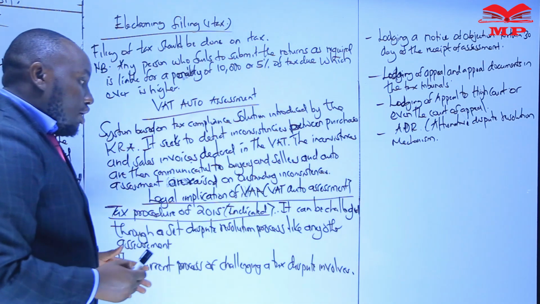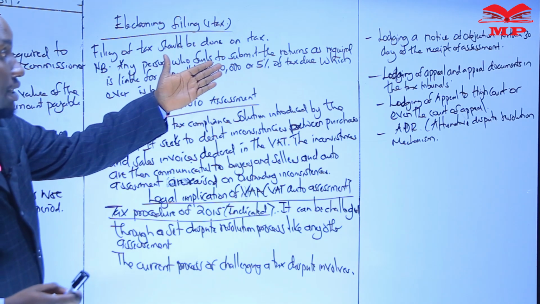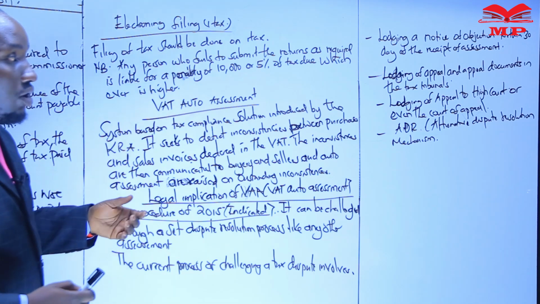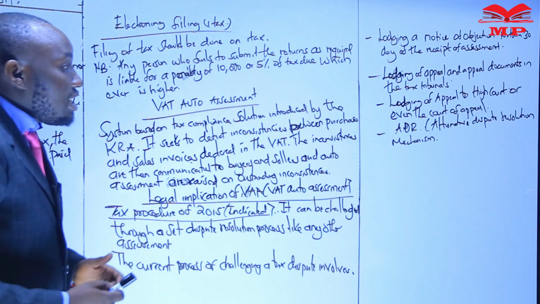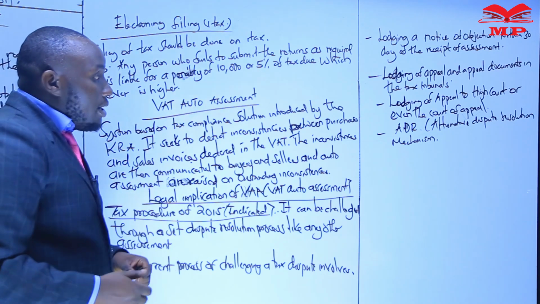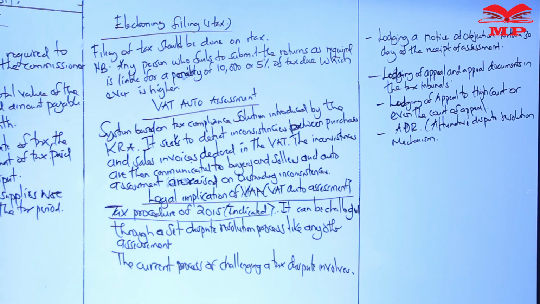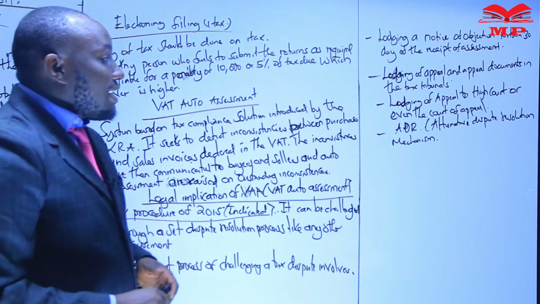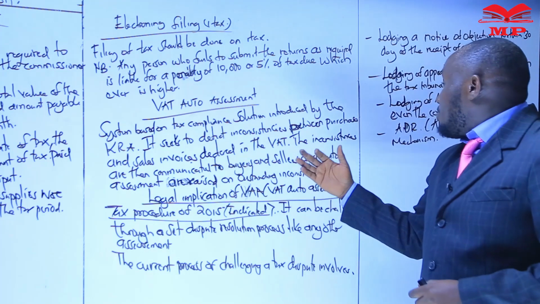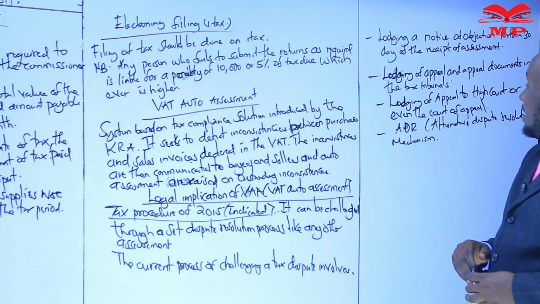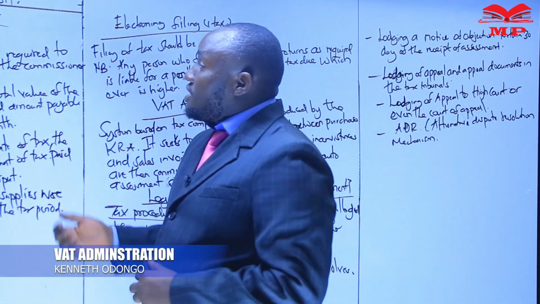Auto assessments are just like normal assessments. When you are not happy with them, you can start lodging an appeal. We make an objection within 30 days of receipt of the assessment, to the commissioner. If the commissioner is not able to hear us, we can appeal to the tax tribunal, then to the High Court or even the Court of Appeal. Finally, we have the ADR, Alternative Dispute Resolution, which is simpler and easier, and helps repair the relationship between the taxpayer and the commissioner. That is how we tackle the VAT automated assessment.